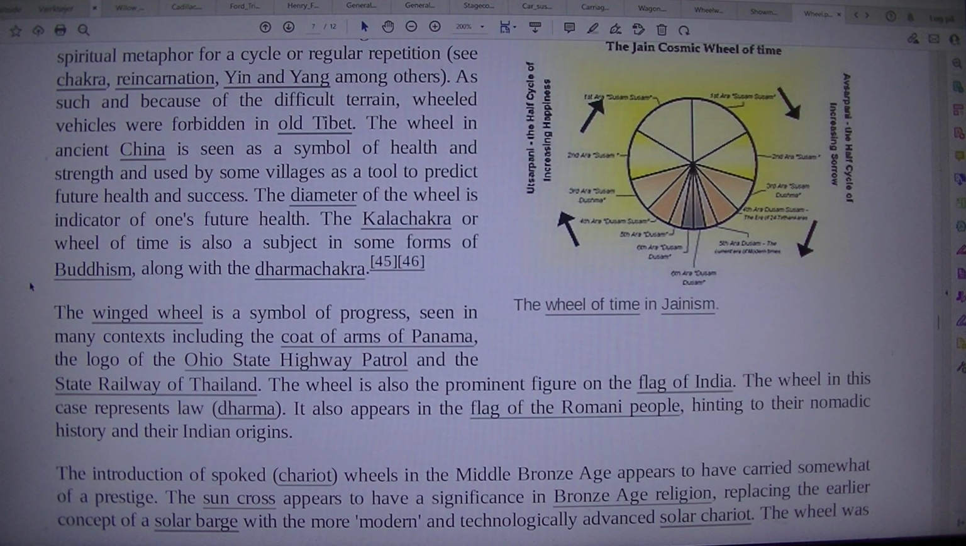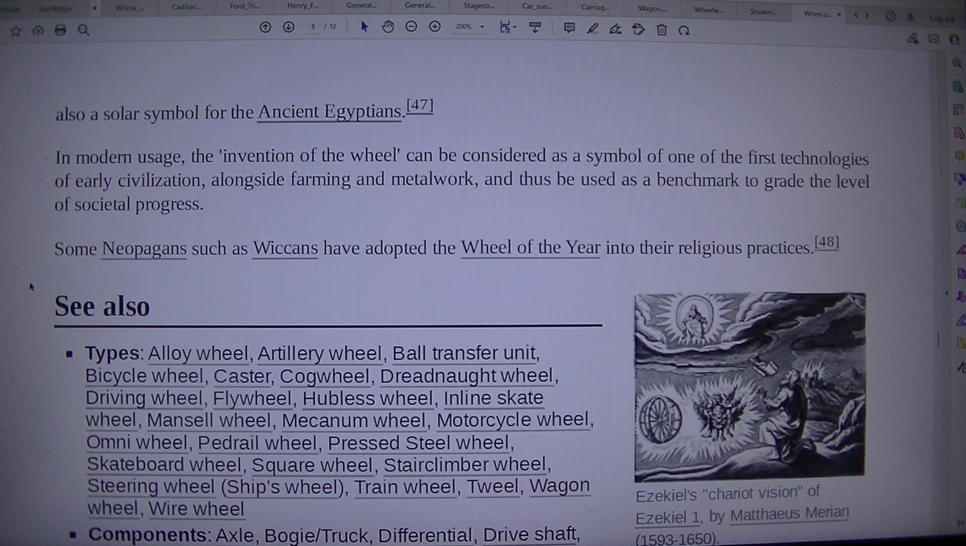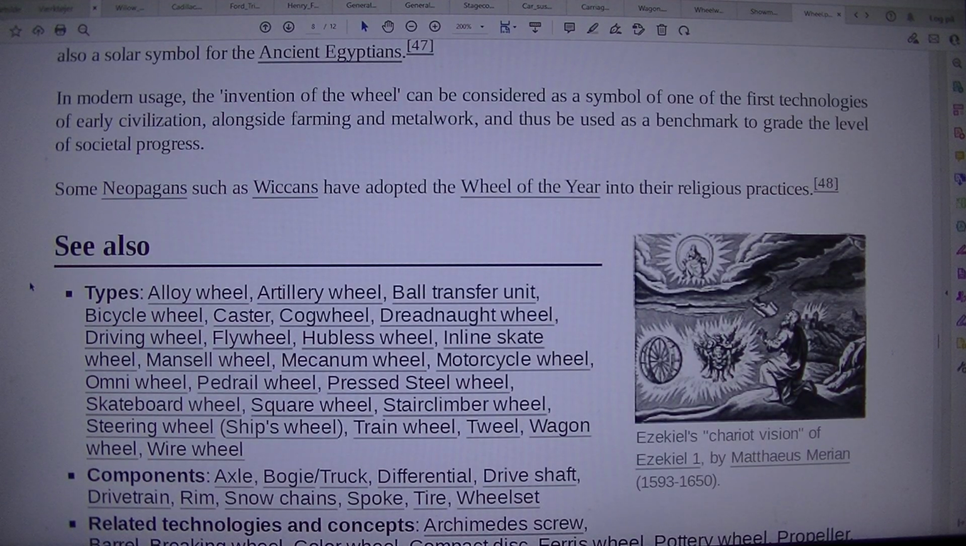The introduction of spoked chariot wheels in the Middle Bronze Age appears to have carried some weight for prestige. The Sun Cross appears to have a significance in Bronze Age religion, replacing the earlier concept of a solar barge with the more modern and technologically advanced solar chariot. The wheel was also a solar symbol for the ancient Egyptians.